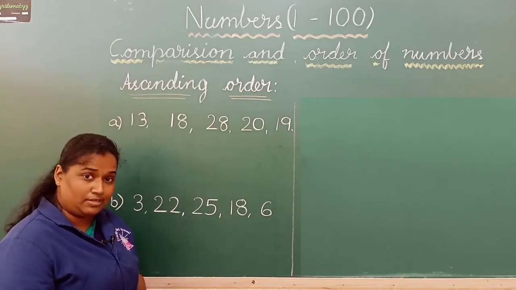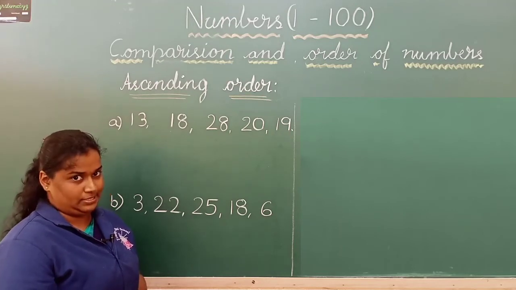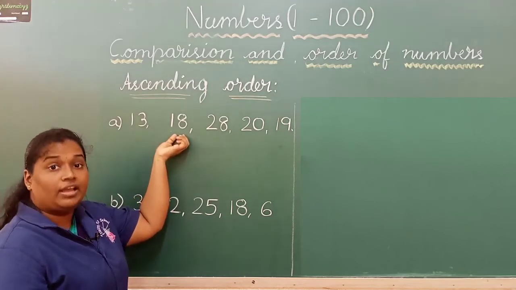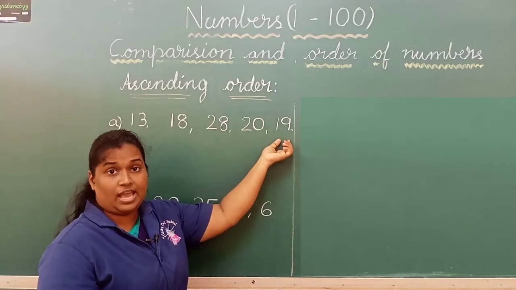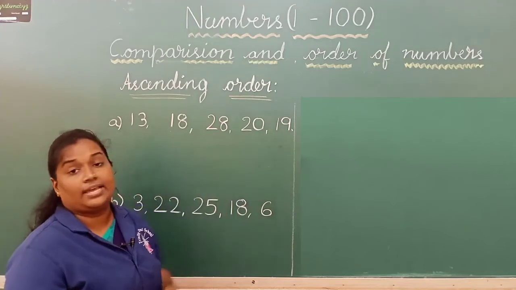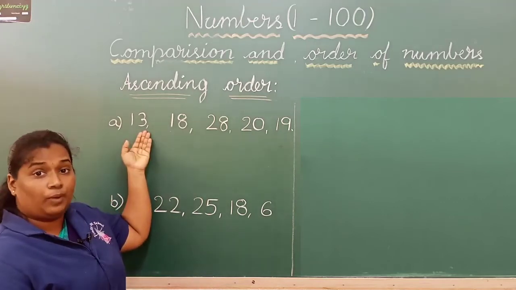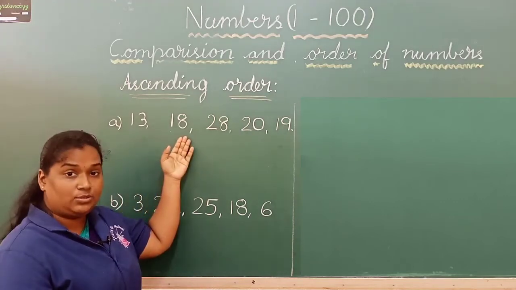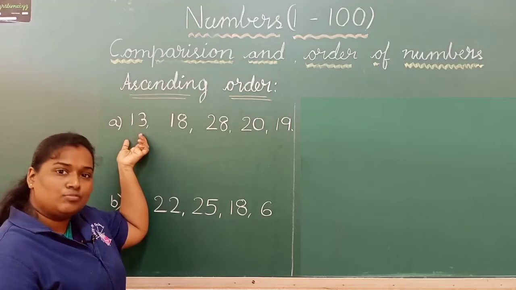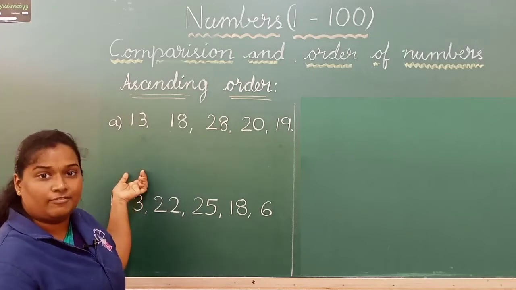When we have the same number in the tens places, that time we have to look into the ones places. Here we have 3 ones. In 18 we have 8 ones. And in 19 we have 9 ones. Among 3 ones, 8 ones and 9 ones, which is smallest? Very good. 3 ones is smaller than 8 ones and 9 ones. So 13 is the smallest number. So in ascending order, the number 13 comes first.